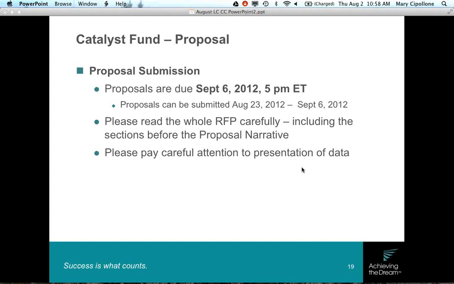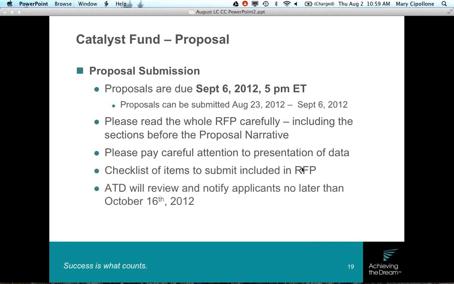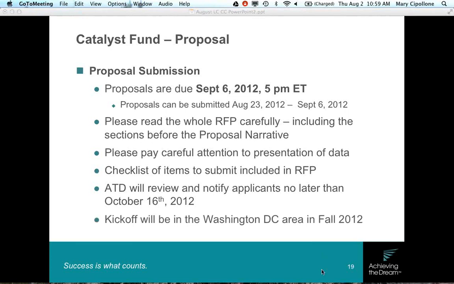Please pay attention to how you present your data and your narrative. Graphs and charts should be labeled clearly. As in the press RFP, there is a checklist to help you keep track of all the parts of the proposal. Achieving the Dream will review all of the proposals and contact the applicants no later than October 16th.